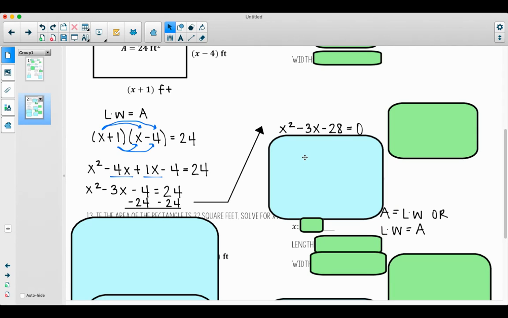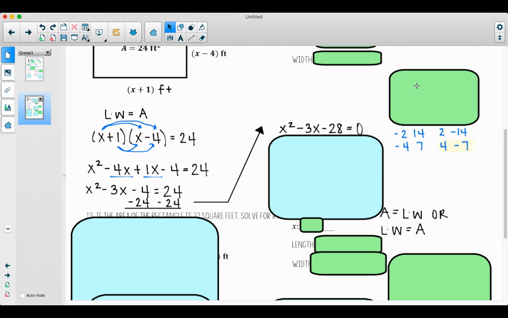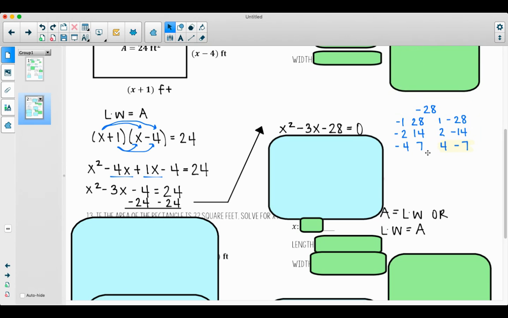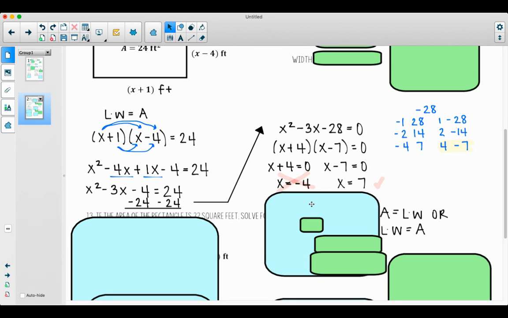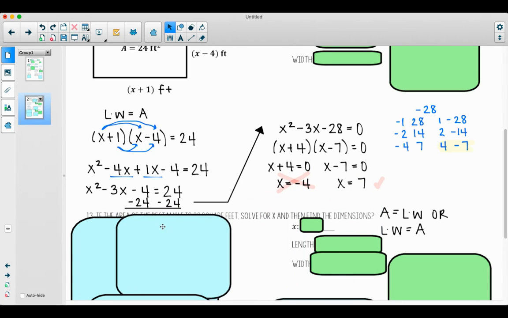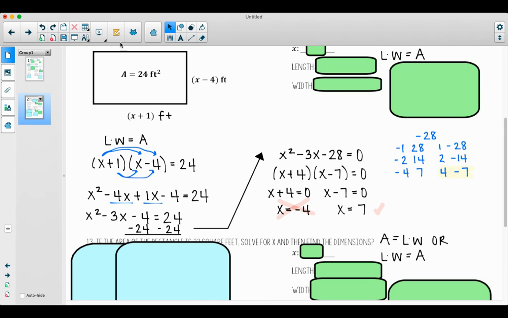Think back to that previous page when we were solving. Think of numbers that multiply to negative 28 and add to negative 3, because I have this trinomial with no GCF. Here's everything that I know that multiplies to negative 28. The only combination that's going to work is the 4 and negative 7. So I rewrite this as x plus 4 times the quantity x minus 7 is equal to 0. Set each factor equal to 0 and solve, which means that I'm looking at negative 4 and positive 7 as my answers.